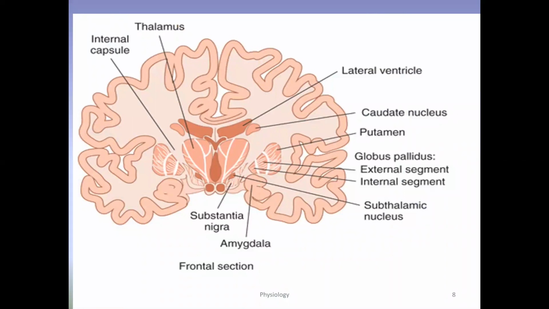Whenever we take a horizontal frontal section of the brain, you will see this in the anatomy dissection hall. So what are the different structures you can see when you cut the brain's frontal section? In that diagram, you can see the head of the caudate nucleus. It is a C-shaped structure, the caudate nucleus having a head, body, and tail.